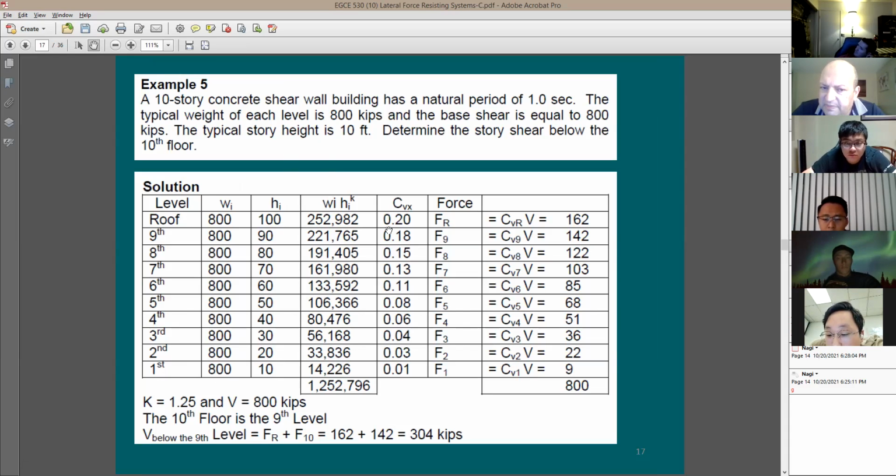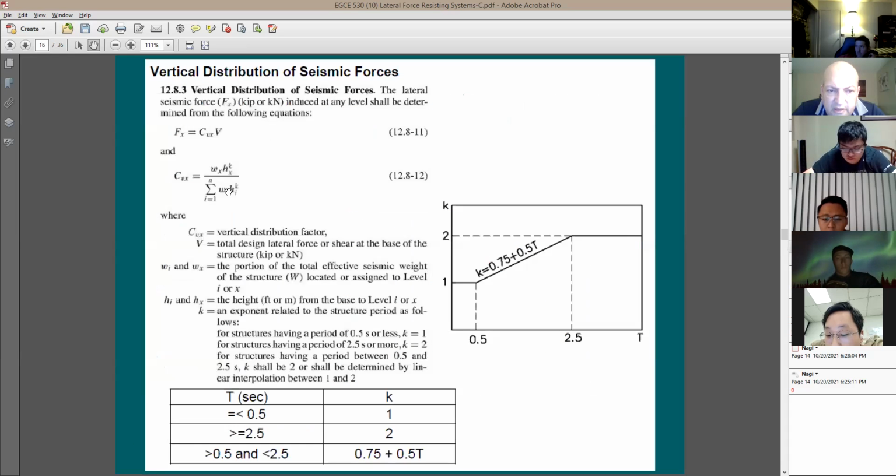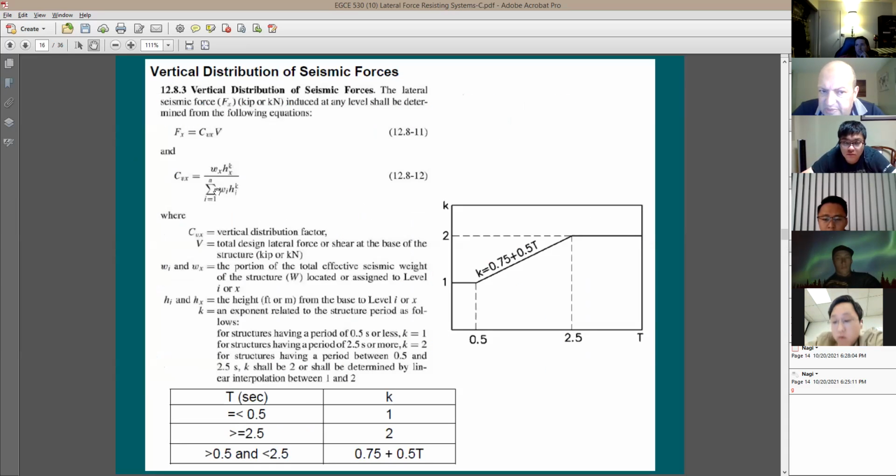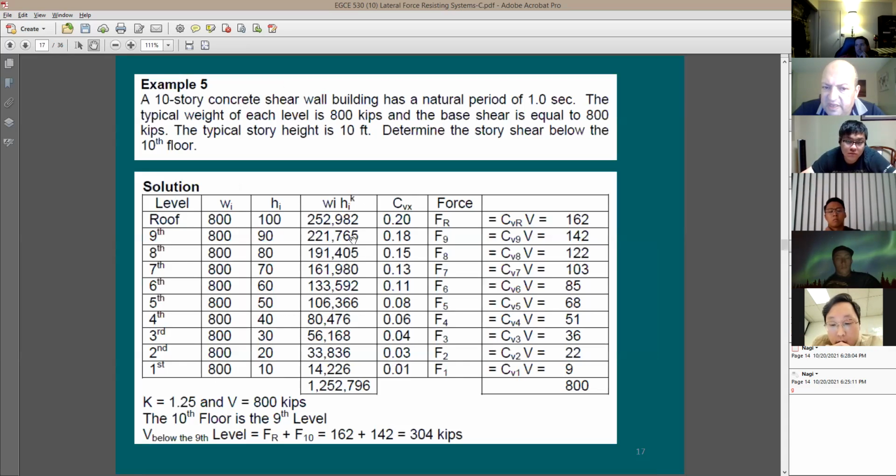This example should be very simple, right? Because here I have the weight for each level, Hi and Wi times Hi, like what I have here in this denominator. You add them all up together, with this number here, 1252. Now you take each one of these levels, Wx times Hx to the power of k, which means one of these values, divided by the total, and this gives you your Cvx. Take this number, multiply by the base shear, the 800 kips, which just happened to be the same, and that gives you the seismic force in each level.